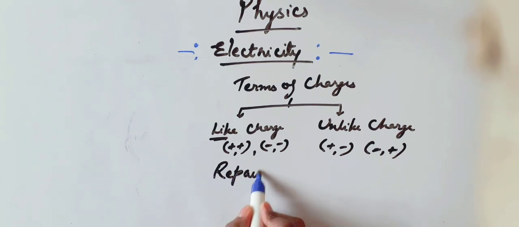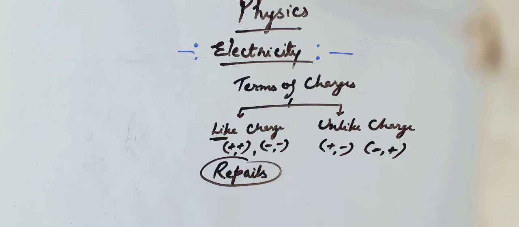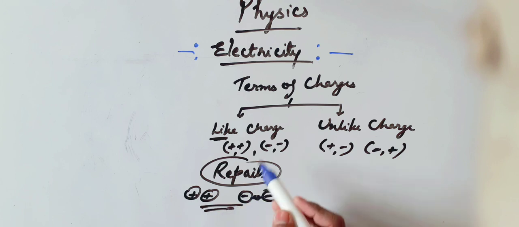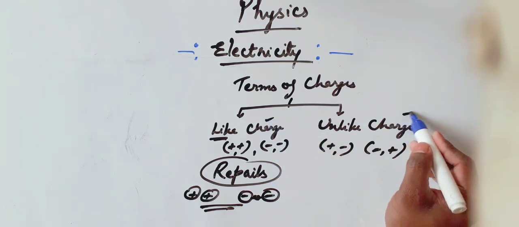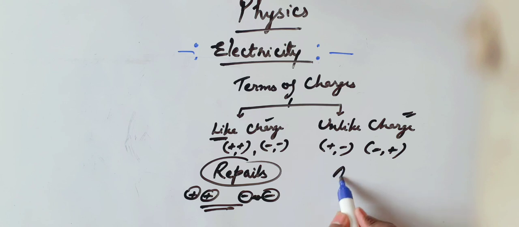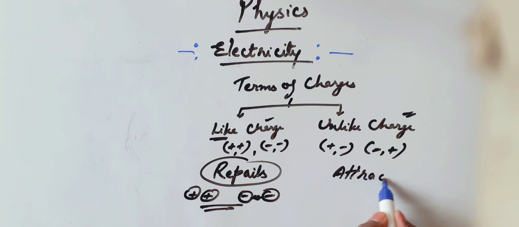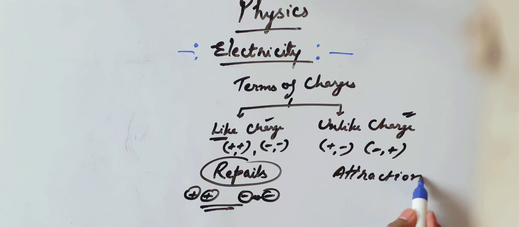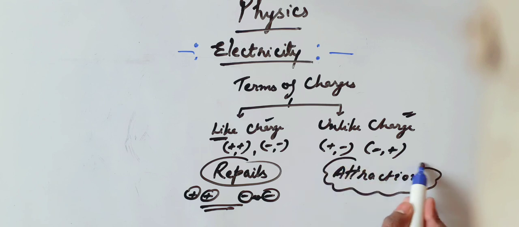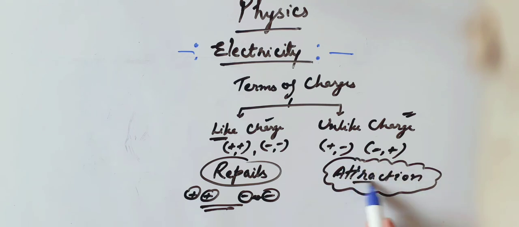Like charges always repel each other, which means positive charges repel each other, and negative charges also repel each other. So between like charges there will be a force of repulsion. What about unlike charges? Unlike charges always attract each other. Attract means that between unlike charges there is a force of attraction.